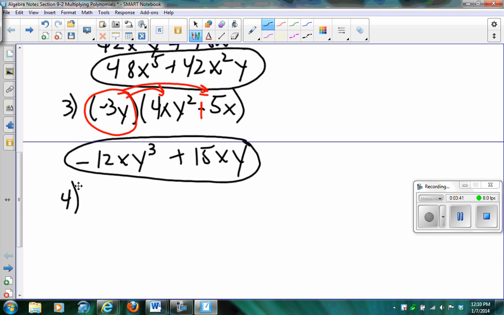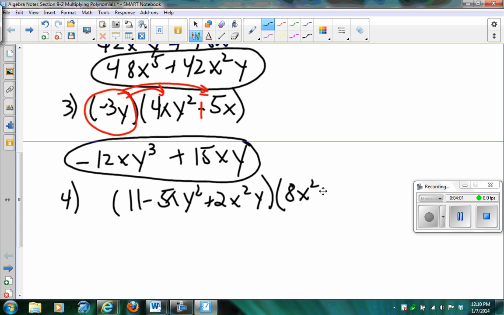Please try the next problem here. I have 11 minus 5xy squared, plus 2x squared y, and that quantity times the quantity 8x squared y squared. Please press pause to try this problem on your own, then resume when you are ready to see the final answer.